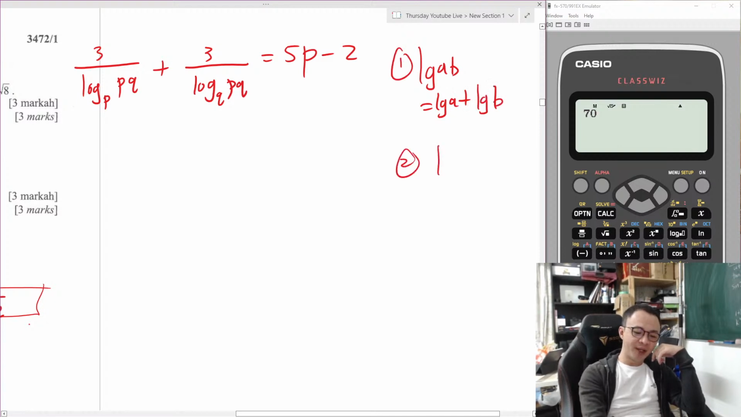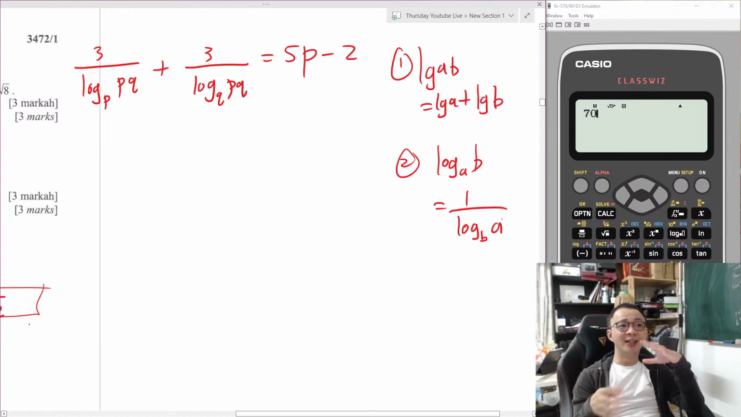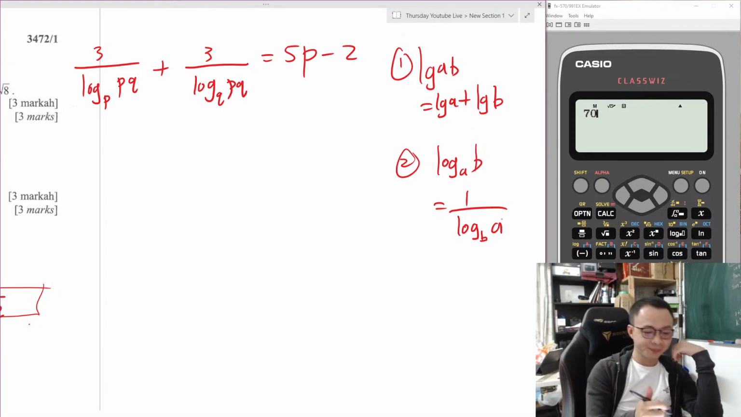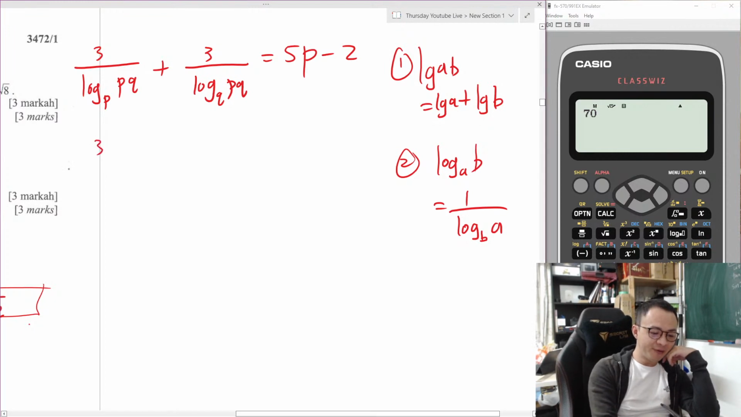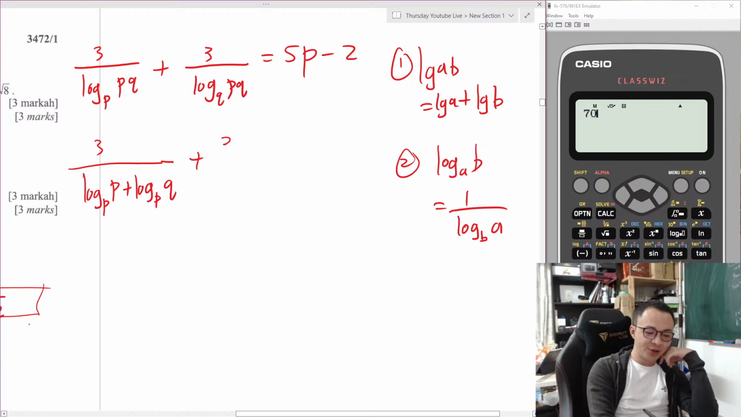Second, I will change the base. I will use this formula: log_A B equals to 1 over log_B A. Change base. So I use these two formulas in these log questions. The first one first, expand them. So this is log P P plus log P Q, plus 3 over log Q P plus log Q Q, equals to 5p minus 2.